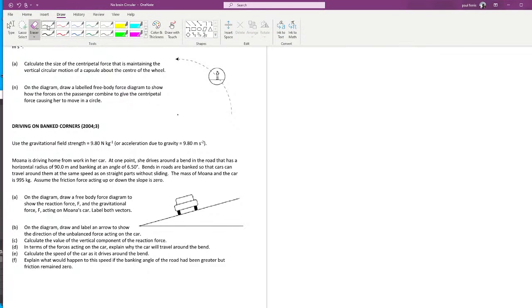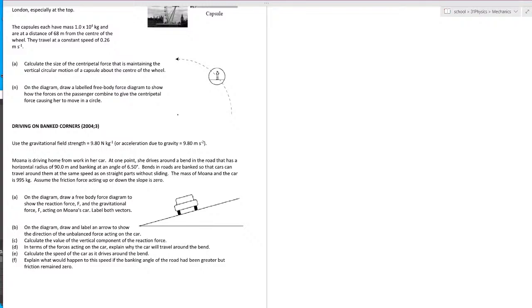Okay, now question 1, driving on banked corners, 2004. Using the gravitational field strength. So we've got some figures here.